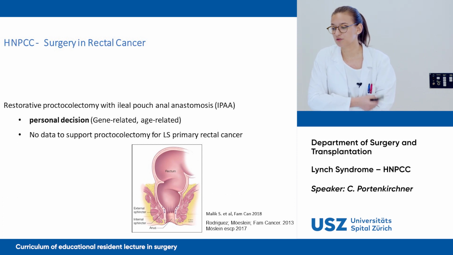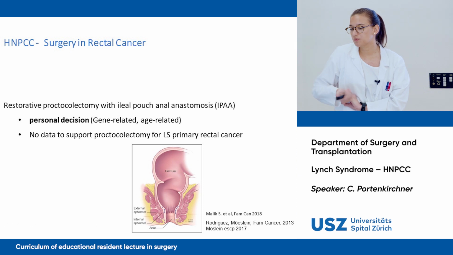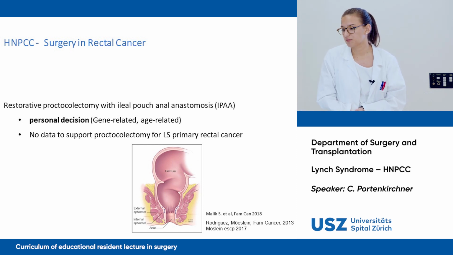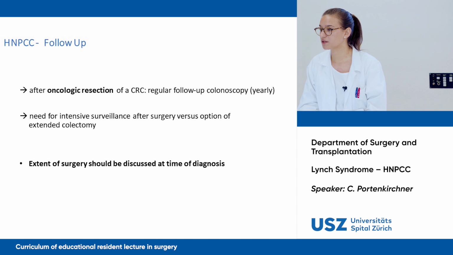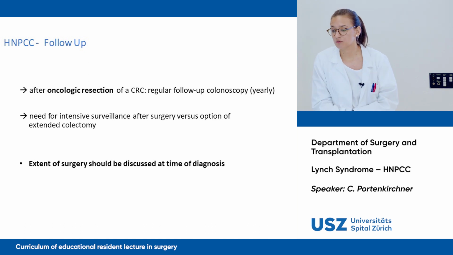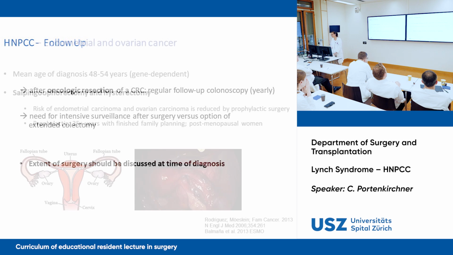So a restorative proctocolectomy with an ileal pouch anal anastomosis should be a personal decision, looked at together with the patient, and a gene-related, age-related decision should be made. We don't have data that supports total proctocolectomy. After oncologic resection, we have to look at the patients, which is still ongoing. We have to perform colonoscopies on a yearly basis. So we have to have intense surveillance for patients who are only undergoing an oncological resection, but the extent of the surgery should be discussed with the patient at the time of the diagnosis, especially in young patients.